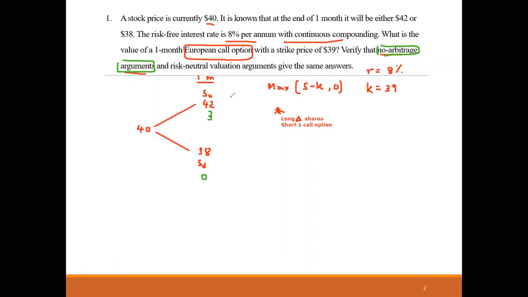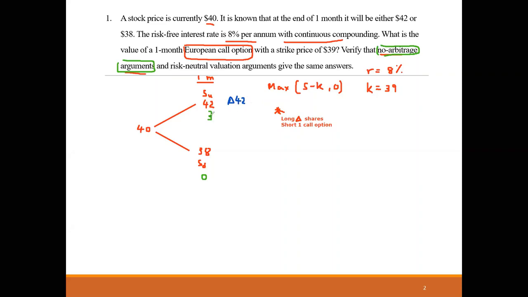So you have delta number of shares with you. The number of shares you possess multiplied by 42 will give you the value of the shares that you have with you, if the price goes up.